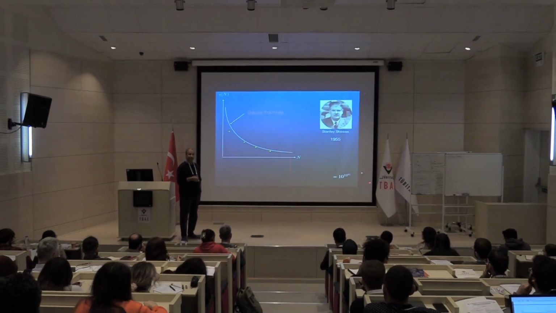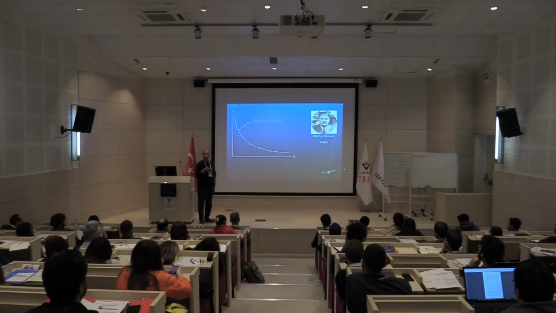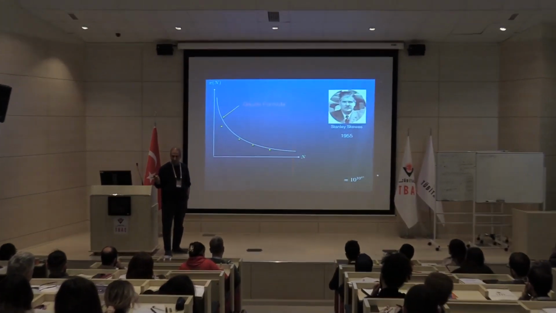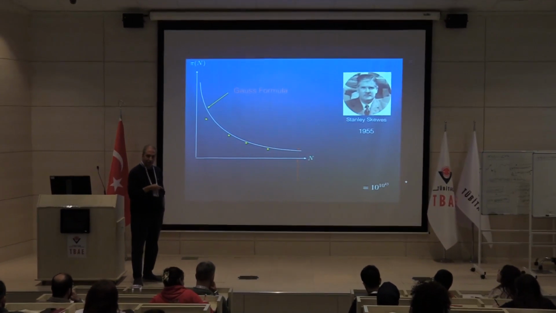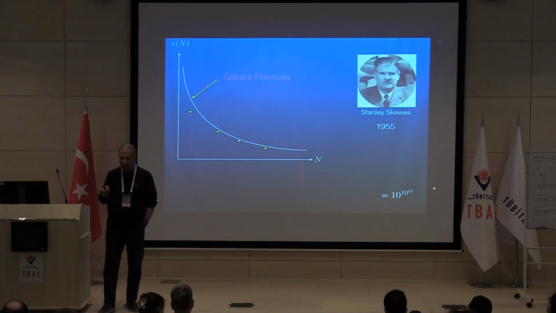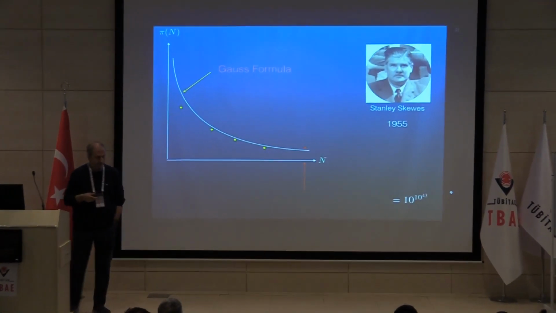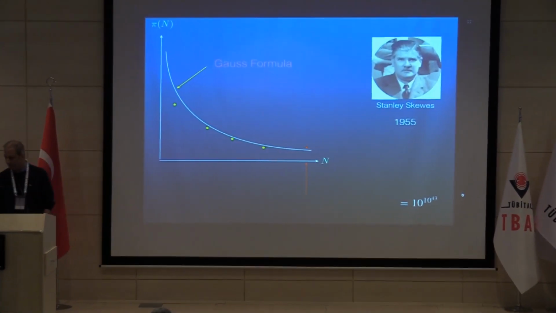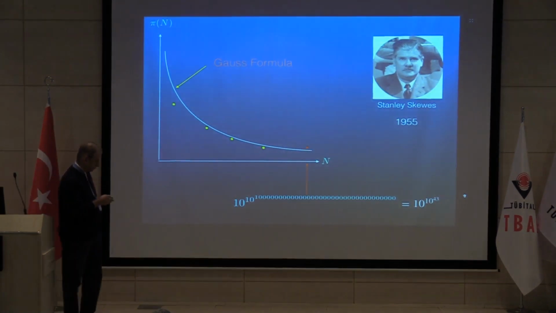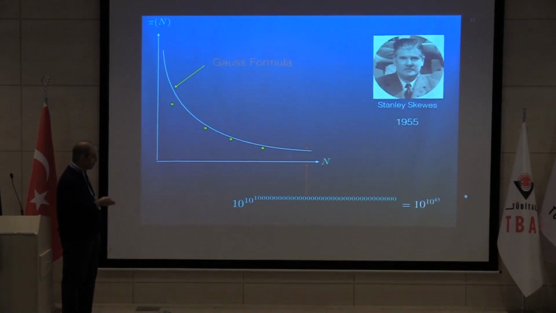Note that this is not 10 and 43 zeros. It's 10 to the power of 10 to the power of 42. If you write this, the number of zeros will go around the equator many, many, many times. It's a very huge number. But after this number, the formula of Gauss breaks down. It's not true after this number.